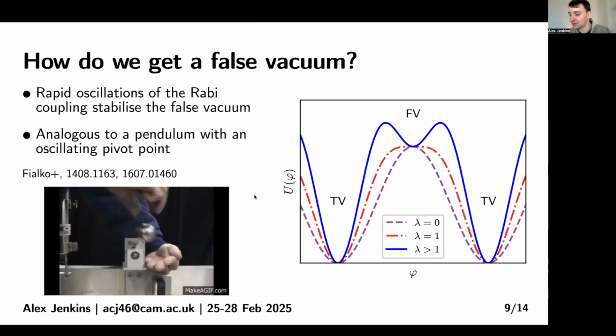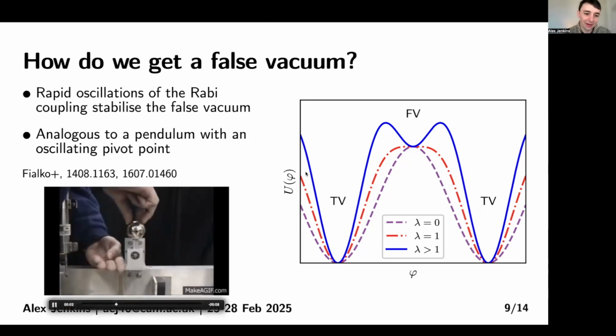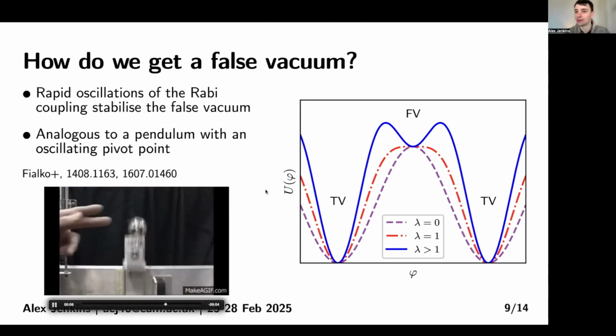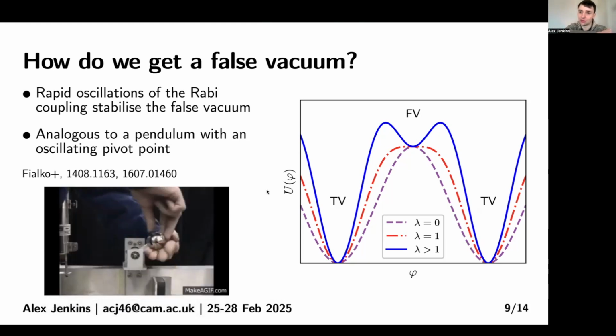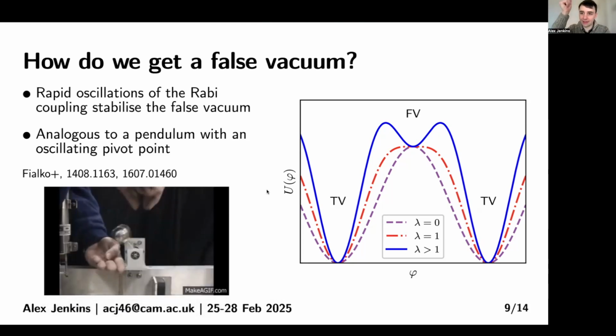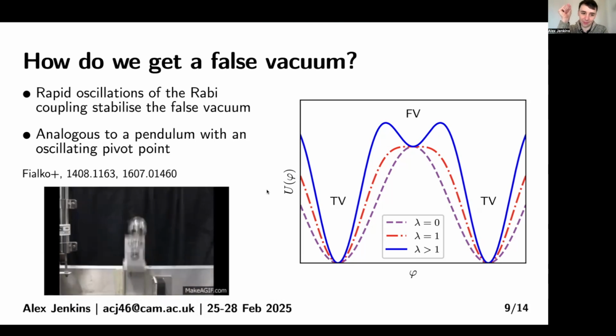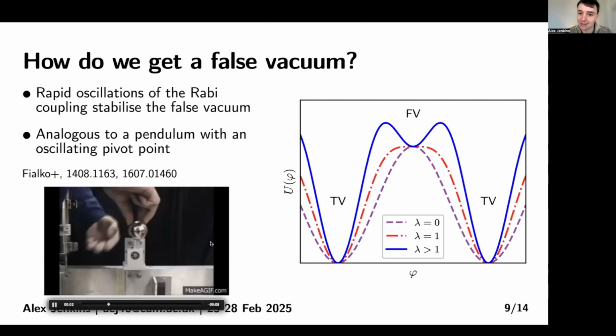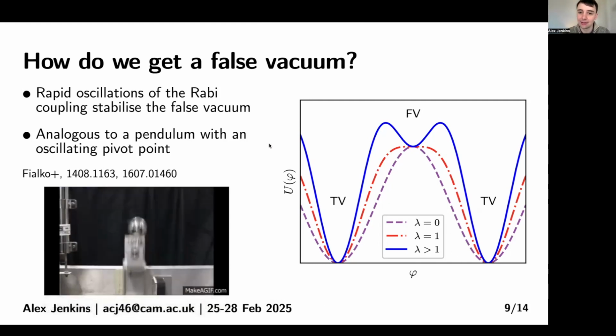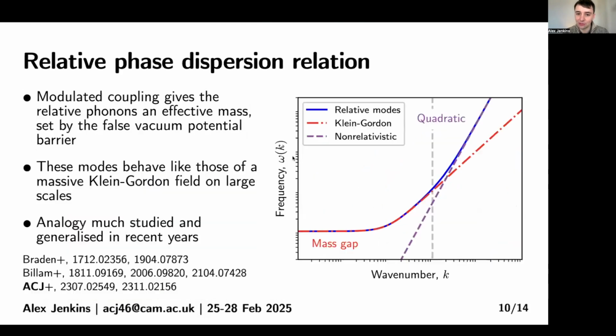And to build some intuition for this, the mathematics of how this drops out is exactly the same as for a classical pendulum. So a classical pendulum has a cosine potential. If I put it up like this, it wants to drop back down. But if I rapidly oscillate the pivot point of a pendulum, you can actually stabilize this upward position. And that's illustrated in this little GIF here. So this is the same thing that's going on here in terms of the dynamics of this phase. So now we have a false vacuum potential.